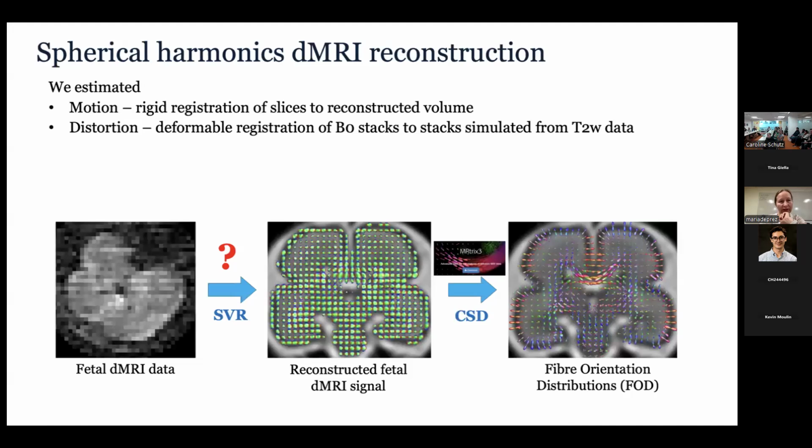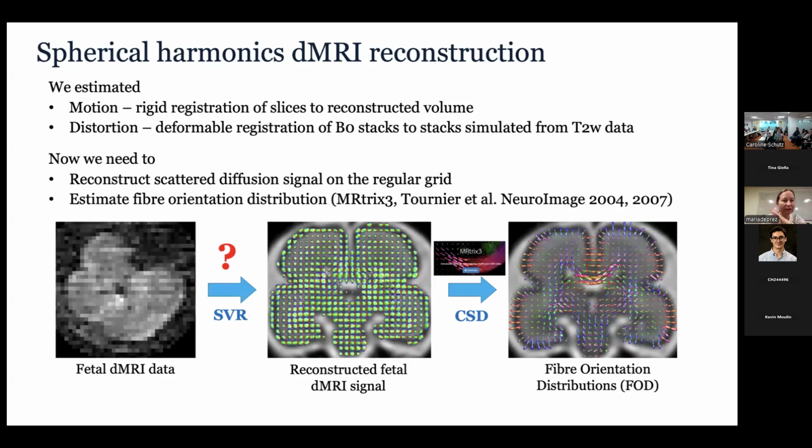Okay, so if we have now motion correction, we have distortion correction, and then the final thing to do if we do both is to work out how do we get diffusion data on a regular grid.